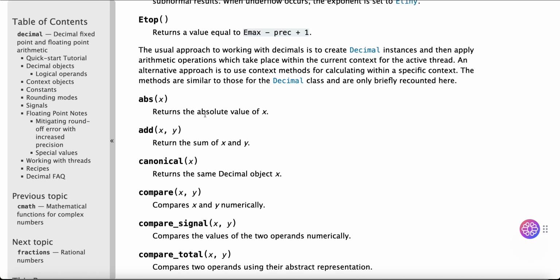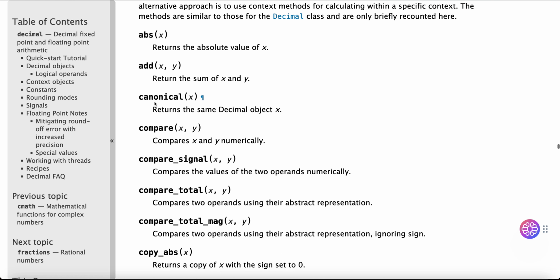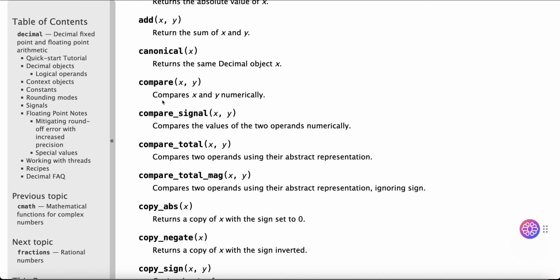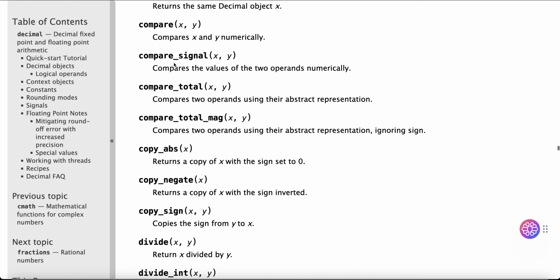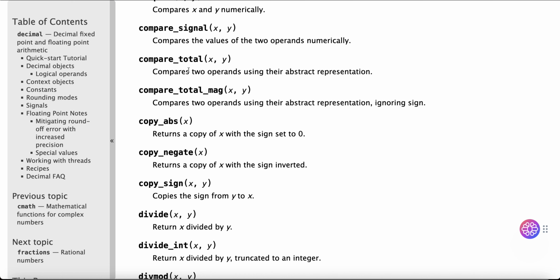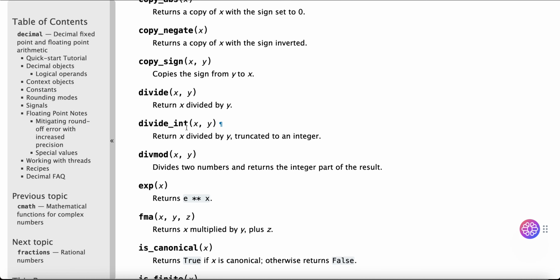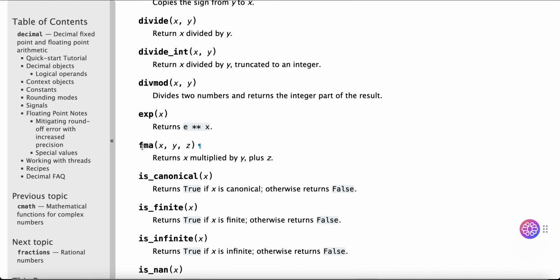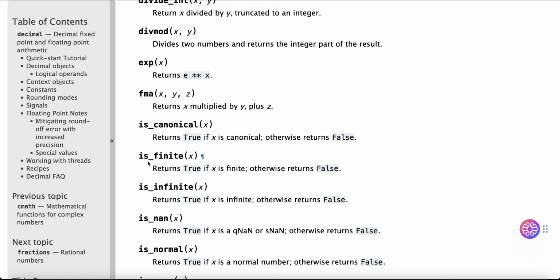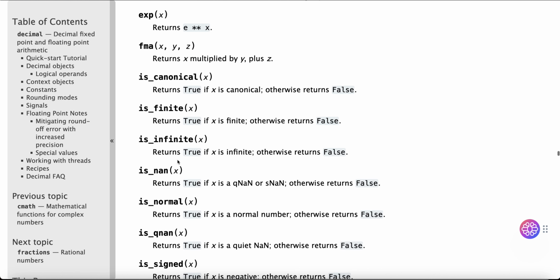abs(x) returns the absolute value of x. add(x, y) returns the sum of x and y. canonical(x) returns the same Decimal object x. compare(x, y) compares x and y numerically. compare_signal(x, y) compares the values of the two operands numerically. compare_total, compare_total_mag, copy_abs, copy_negate, copy_sign, divide, divide_int, divmod, exp, fma, is_canonical, is_finite. These are the same methods as explained above.